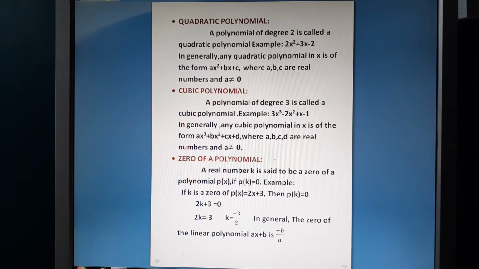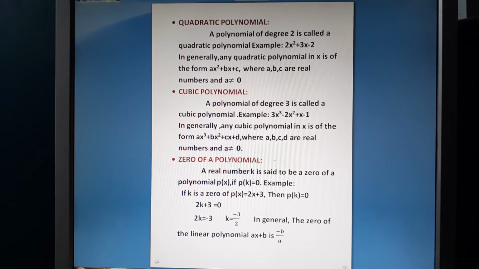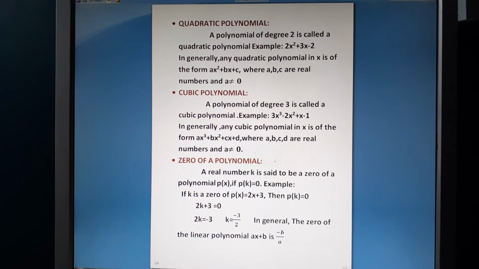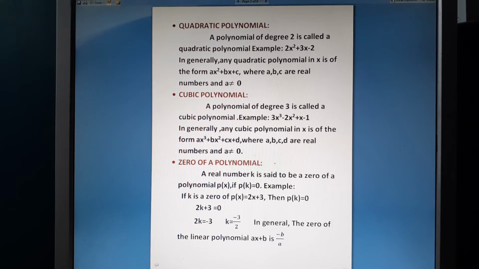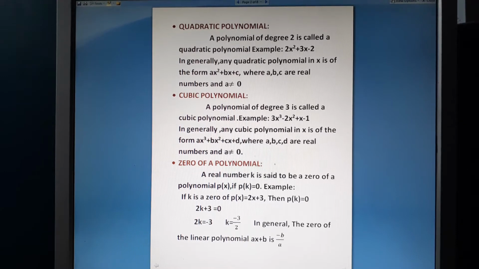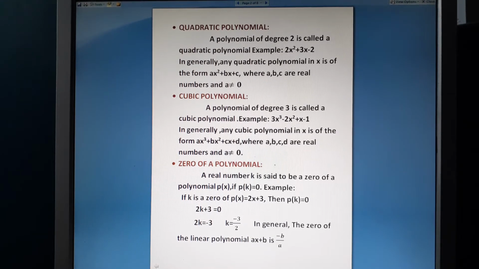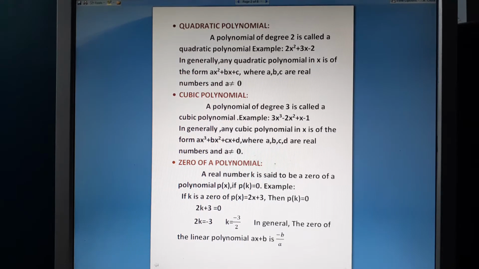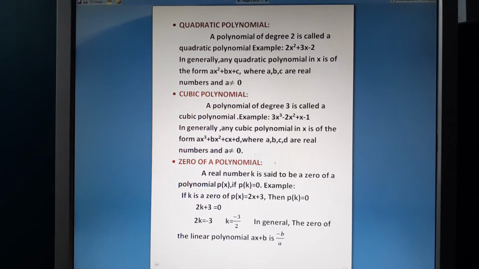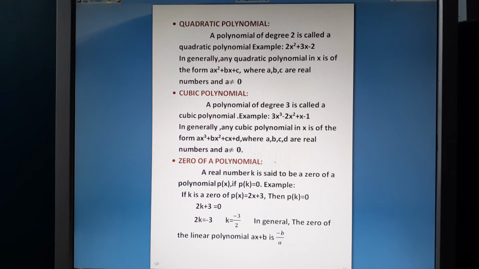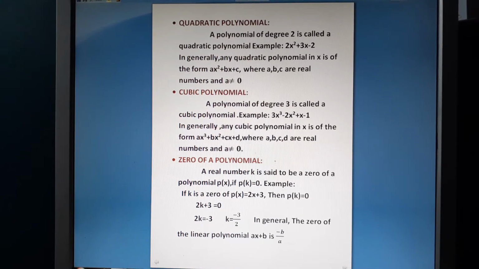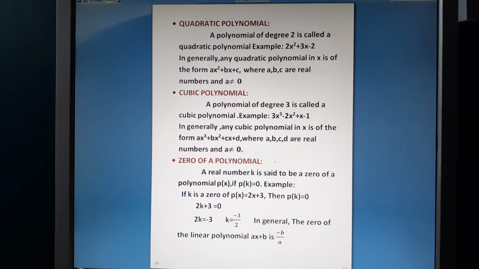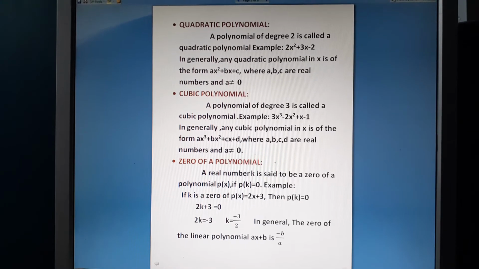Quadratic polynomial. A polynomial of degree 2 is called a quadratic polynomial. Example: 2x square plus 3x minus 2. In this polynomial, the variable is x. The highest power of the variable is 2. The coefficient of x square is 2 and the highest power of x is also 2. Do you understand? Here the highest power of x is 2. So the degree of the polynomial is 2.